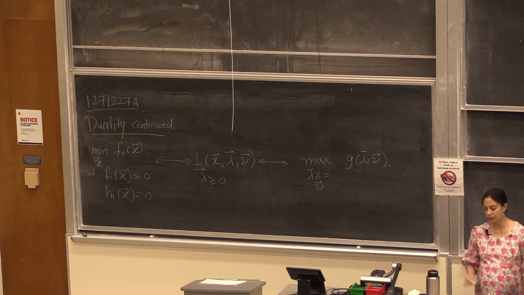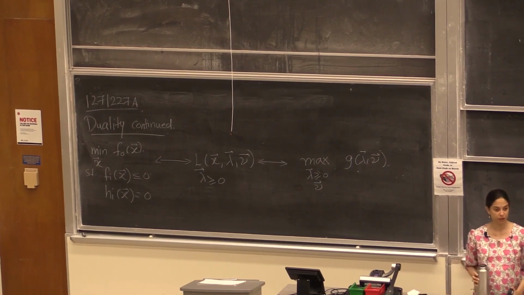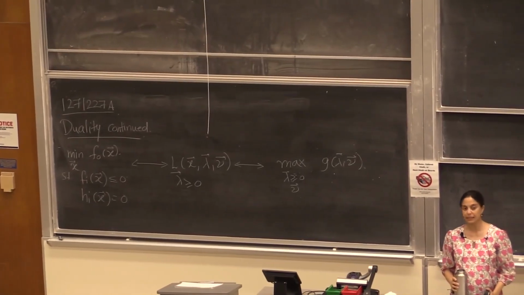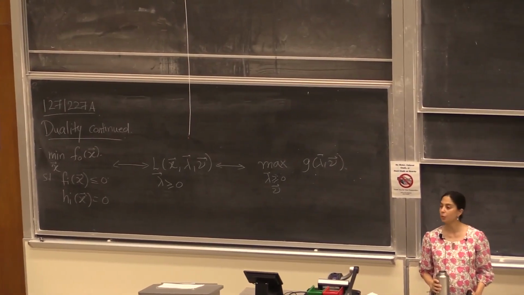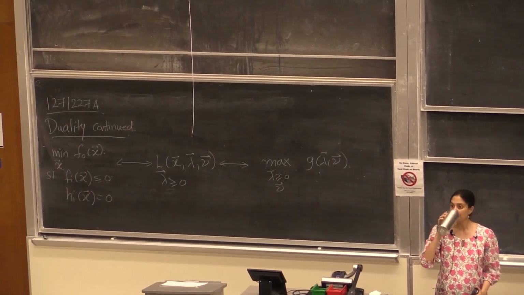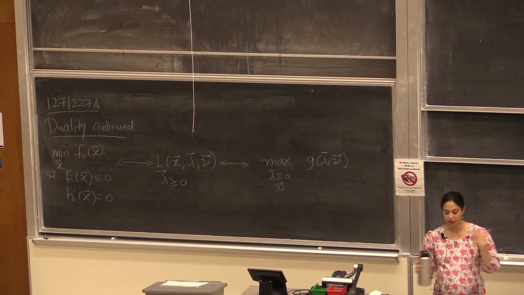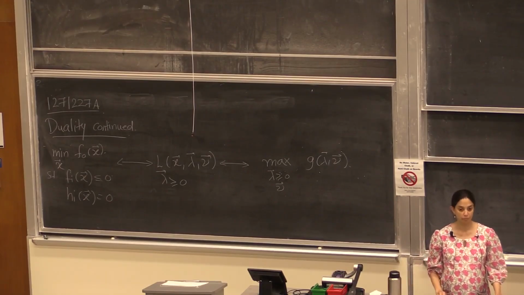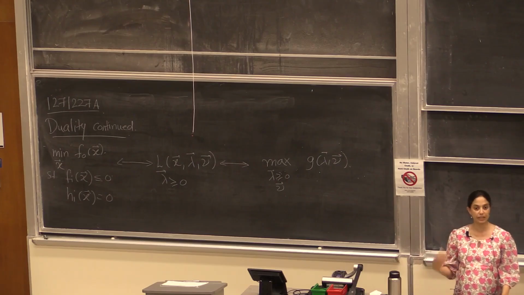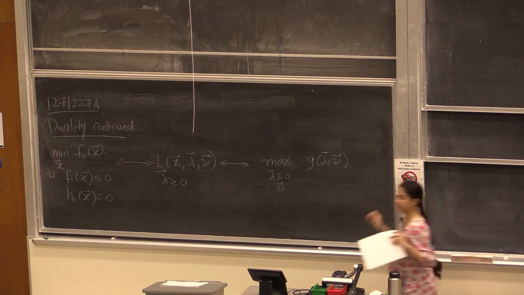And what was the special property of g that we discussed? g is always a concave function, right? So what is special about the problem of the dual? It's always a concave maximization, which means it's a convex problem, right? And it's the kind of problem that we like to solve. Everyone remember this general setup from last time? Okay, good.